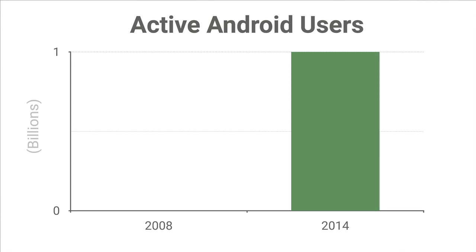So if we look at the following chart, we can see that at the beginning of 2008, we were down right at zero. It's a little hard to see with the breakdown of the graph, but right at zero. And then in 2014, we have 1 billion. So everybody got that? Yeah. Taking notes on some of your note apps?